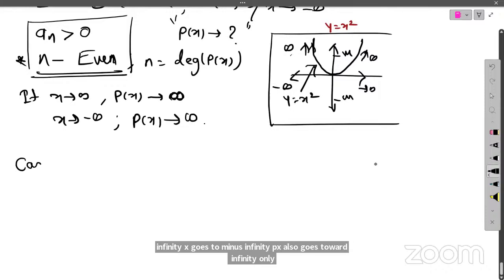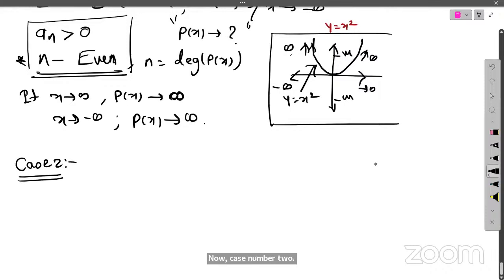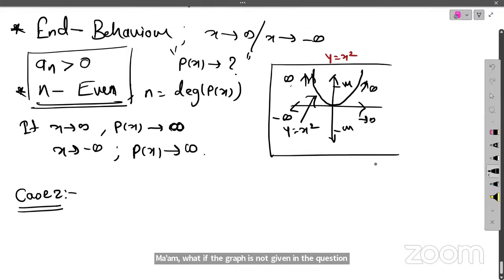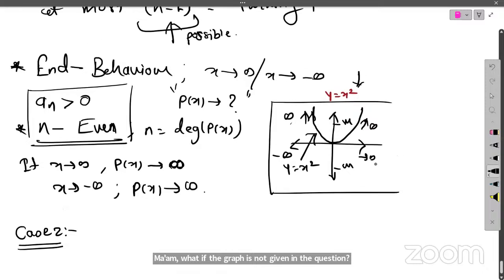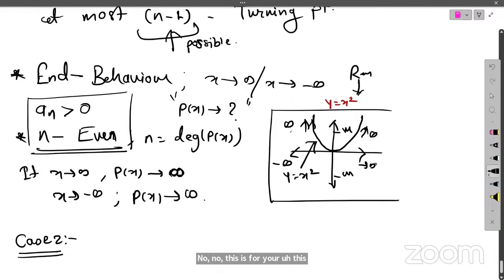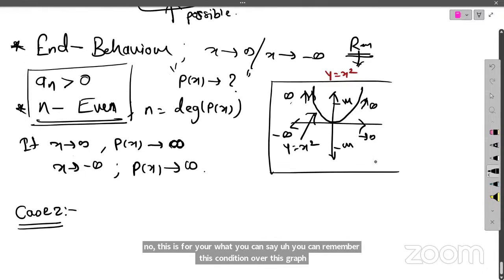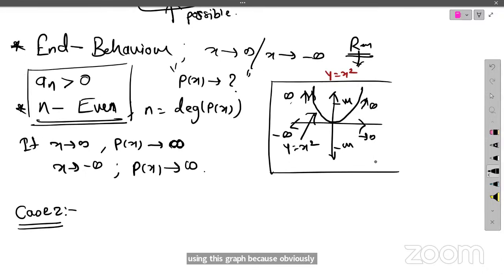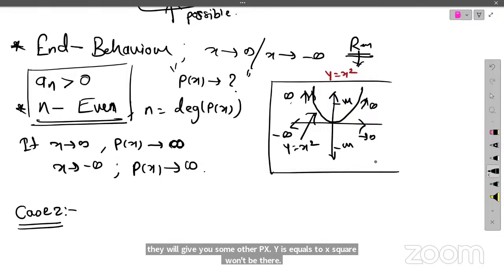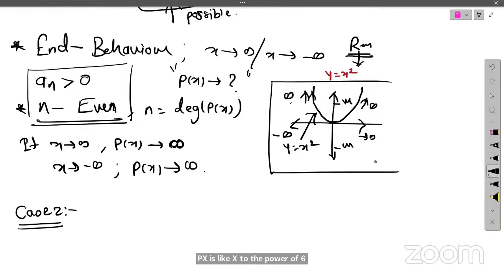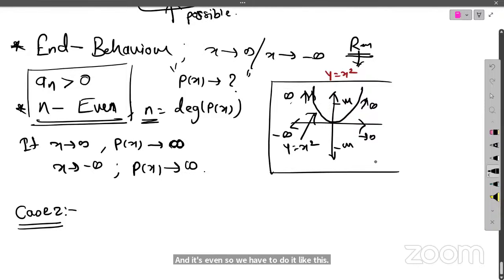Ma'am, what if the graph is not given in the question? No, this is for you to remember the condition using this graph. Obviously they will give you some other P(x); y = x square won't be there. P(x) is like x to the power of 6 minus 5x square. Since 6 is the highest degree and it's even, we have to do it like this. That's why I'm saying n is the degree and your coefficient is greater than 0, so your polynomial falls under this condition.